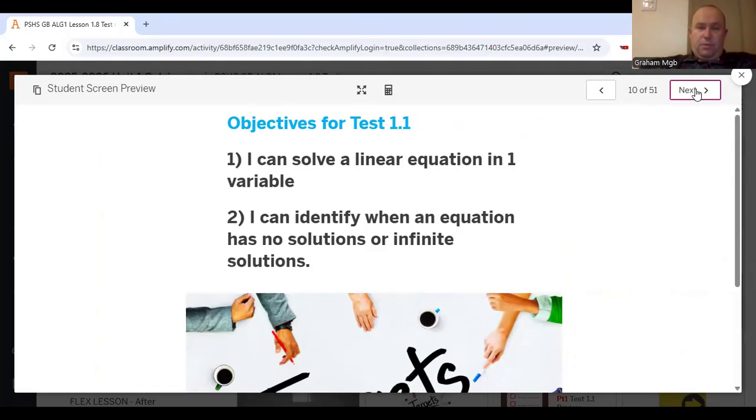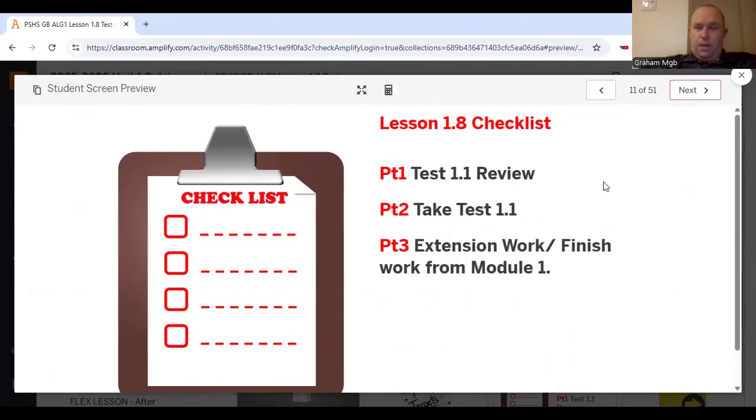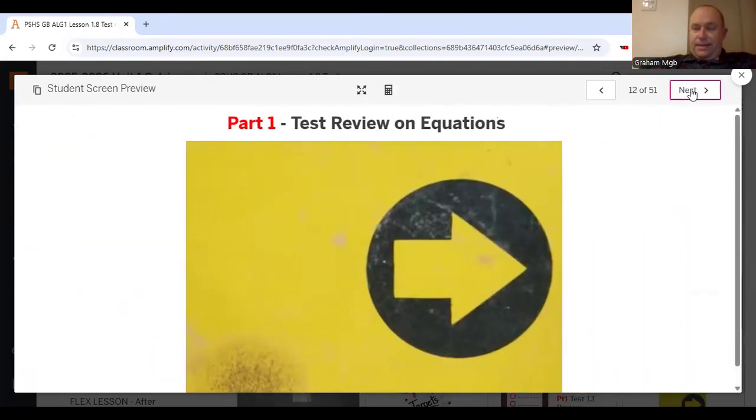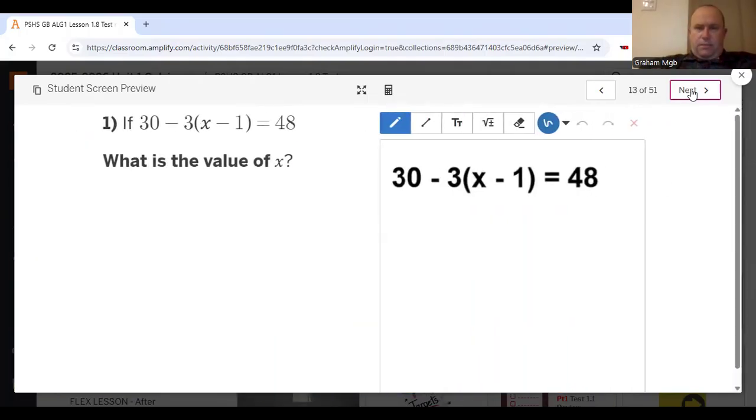So the two things for test 1.1 is we have to solve a linear equation in one variable, and we also have to identify when something has no solutions or infinite solutions. And that was what we did in our class today. Basically, we did the review, which you're going to see now, take the test, and then the extra time, work on missing assignments or some extension work ready for the next test. So this first test has 8 questions on it.